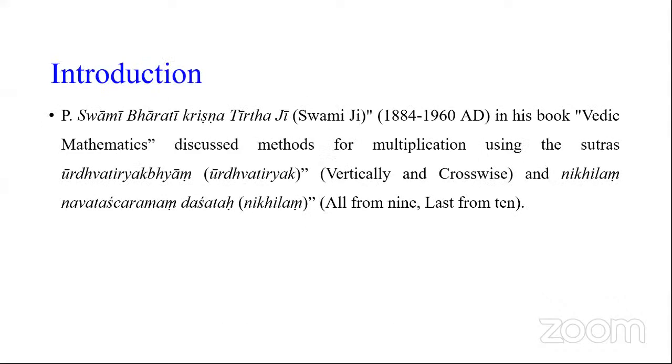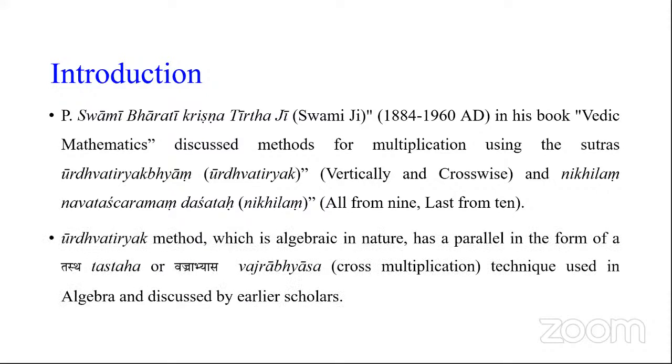Then comes, of course, Swami Bharati Krishna Tirthaji, who in his book Vedic Mathematics discussed methods of multiplication, 3-4 methods again, and the sutras which were used, one of which we have studied, Urdhva Tiryabhyam, vertically and crosswise, and Nikhilam Navataha, Charamam Dashataha, all from 9, last from 10. I'm sure you must have studied both the methods in the previous classes. This Urdhva Tiryak method has some parallel in what they used to call Vajrabhyasa method or Tastha method in our Indian history. They are similar, not exactly the same, but we can at least say that there is some similarity between the methods earlier stated and the Urdhva Tiryak methods said by Bharati Krishna Tirthaji in his book.